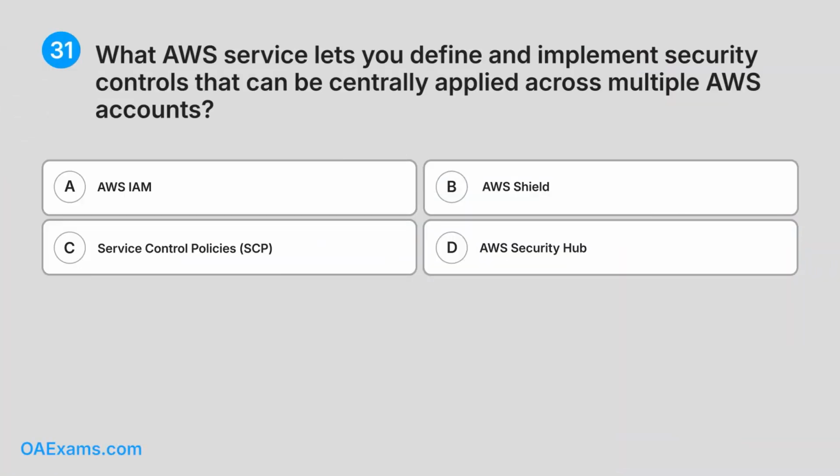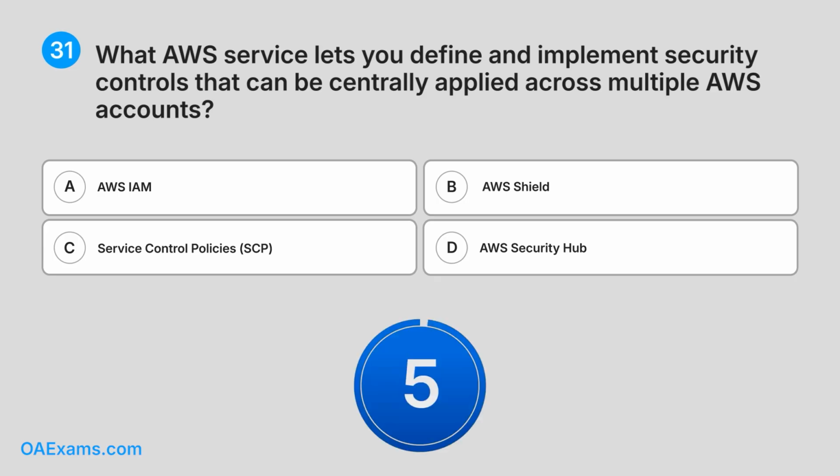31. What AWS service lets you define and implement security controls that can be centrally applied across multiple AWS accounts? A. AWS IAM. B. AWS Shield. C. Service Control Policies, SCP. D. AWS Security Hub. Do you know the answer?